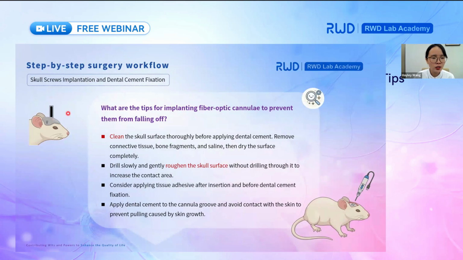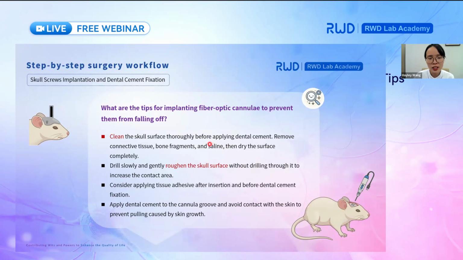So now after the cannula is placed at the target depth, it needs to be fixed with dental cement. So there is a common practical question: how can we prevent the optic fiber cannula from falling off? So there are several useful tips.